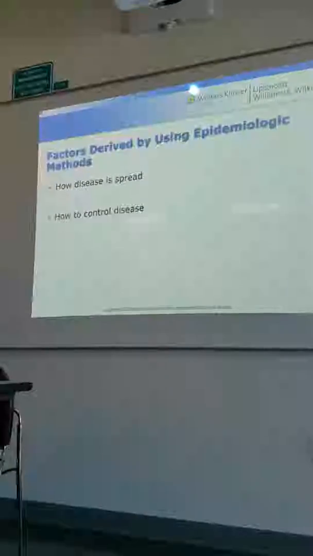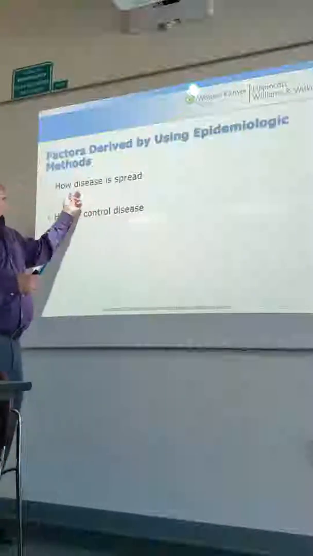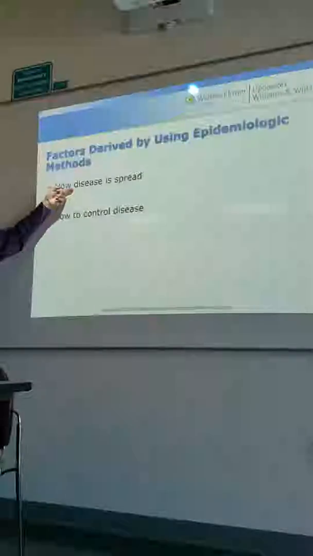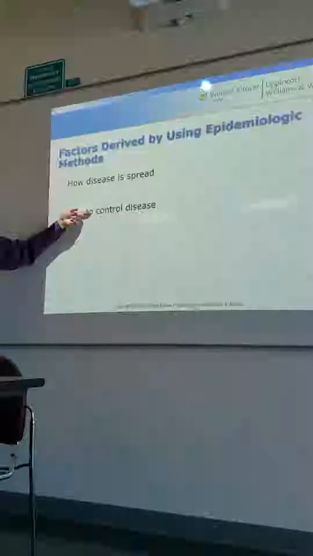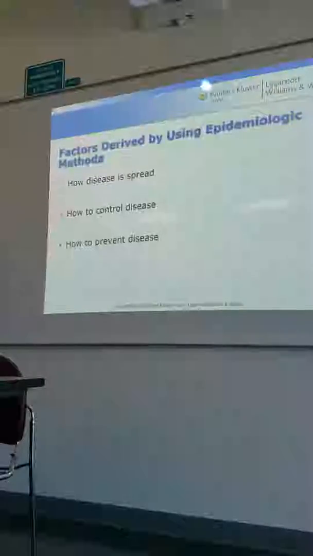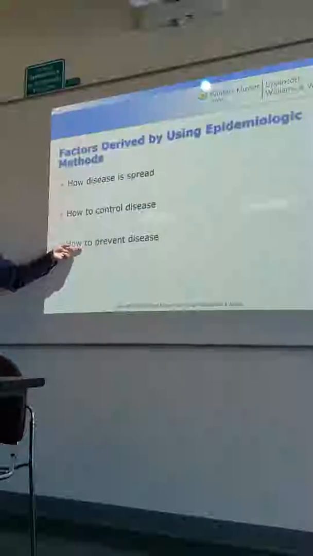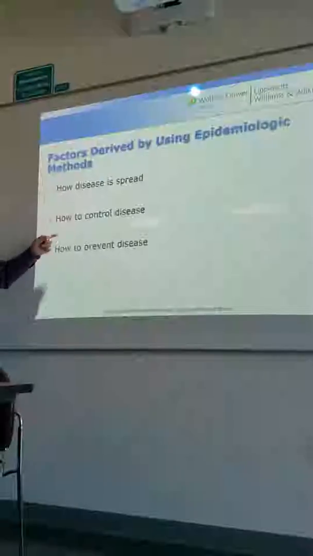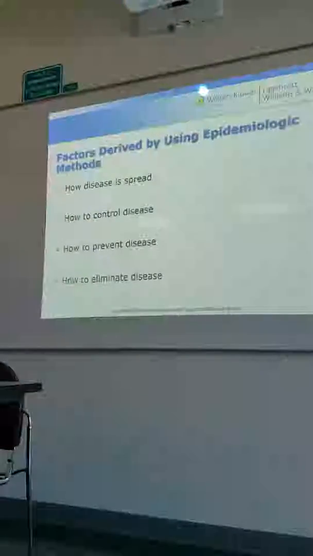How to control the disease, which is gonna be what? If you know how it's being spread, you can start trying to control the disease, at least in terms of infection. Oh, so they all lead to each other. Well, not that they all lead to one thing. I put at the end how to prevent the disease: vaccination, abstinence, things like that. These are gonna kind of come together a little bit. And then how to eliminate the disease.